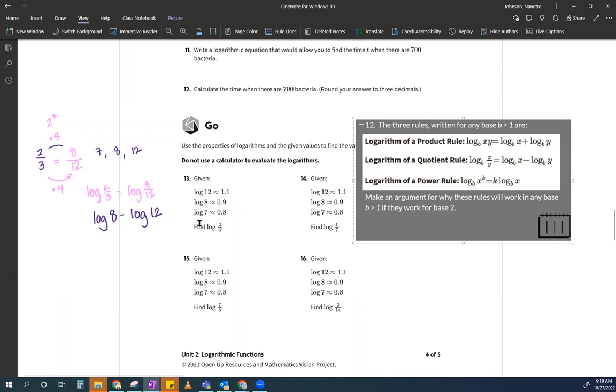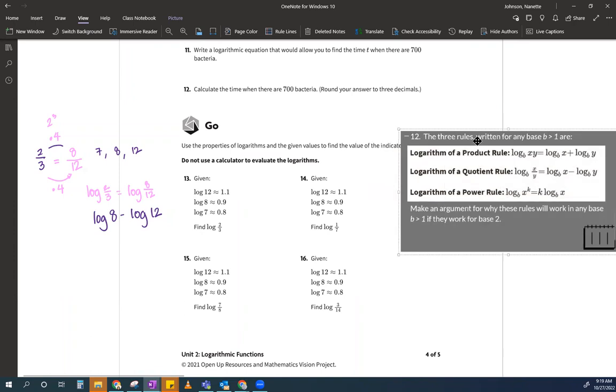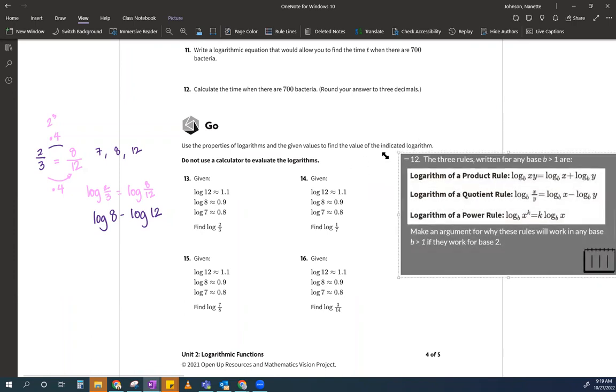And then from here, what do they want? Okay, so do not use a calculator to evaluate, find the indicated values of the log. So now I approximate. So log 8 is about 0.9 minus log 12, which is about 1.1. So this is about negative 0.2. So there's my answer. So I'll tell you right now, once we were here, everyone's like, I know what to do. But it was getting from here to here.